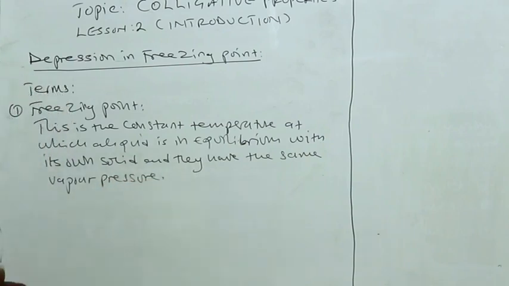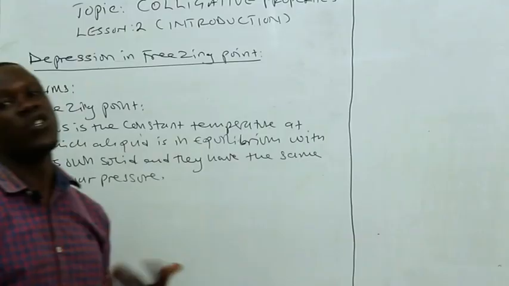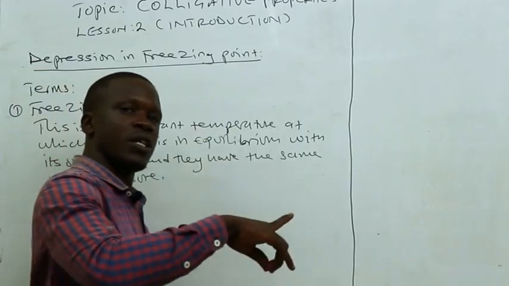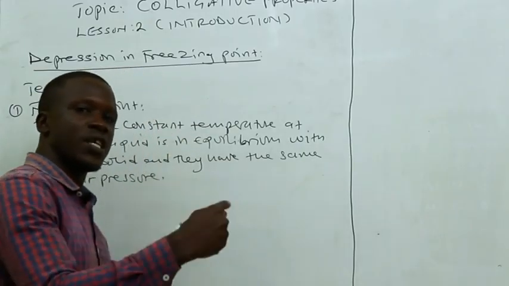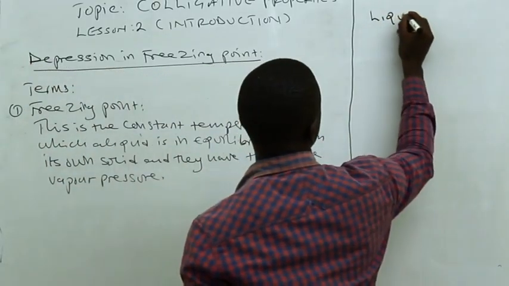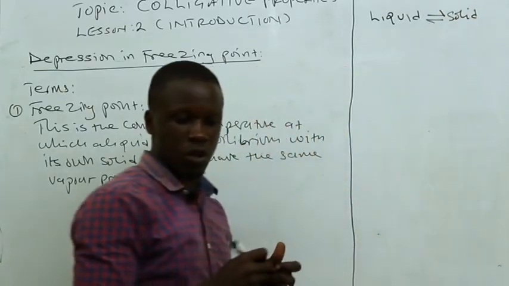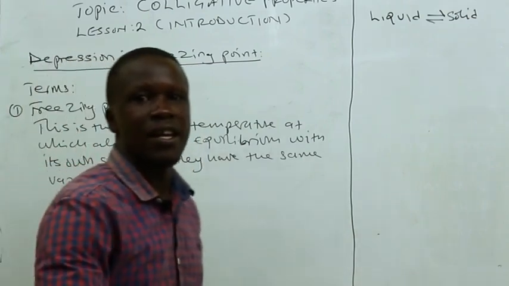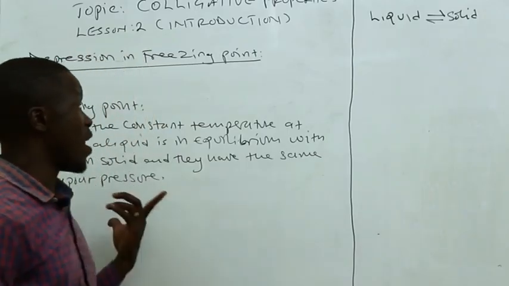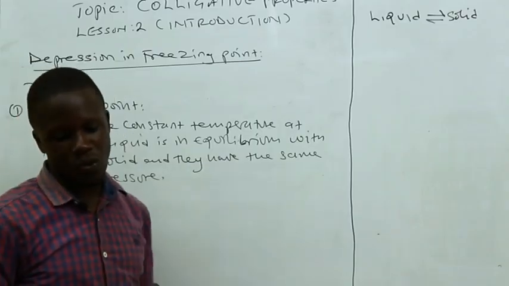So, in O level, you could simply say that this is the constant temperature at which a liquid changes to a solid. Now, at that temperature, when the liquid is changing to a solid, it means that the solid is in equilibrium with the liquid. That's why you would say liquid in equilibrium with the solid, meaning that the two phases are actually there. There is a liquid, there is a solid. So they are described as being in equilibrium, and at that point they have equal vapor pressure. That's one term that we need to look at.